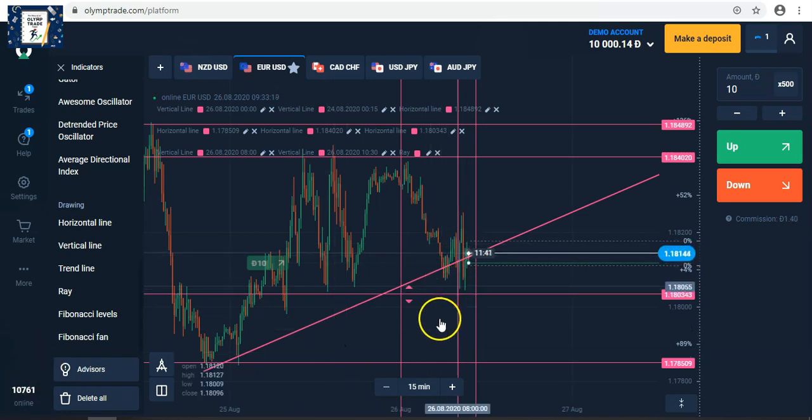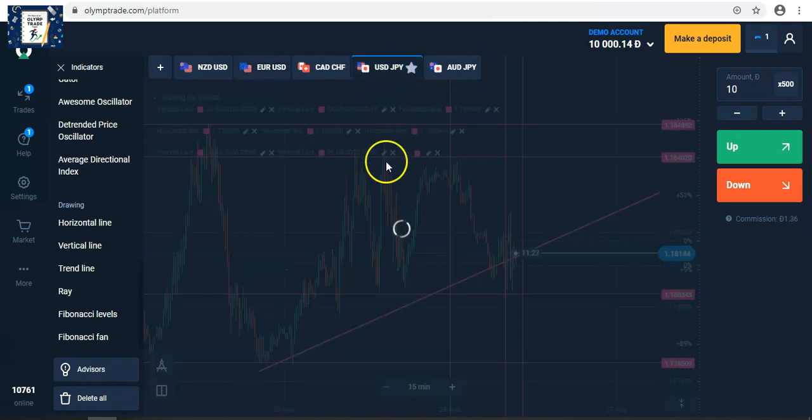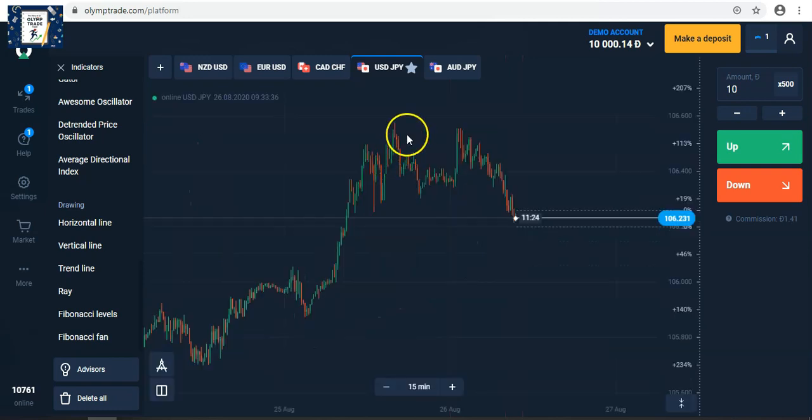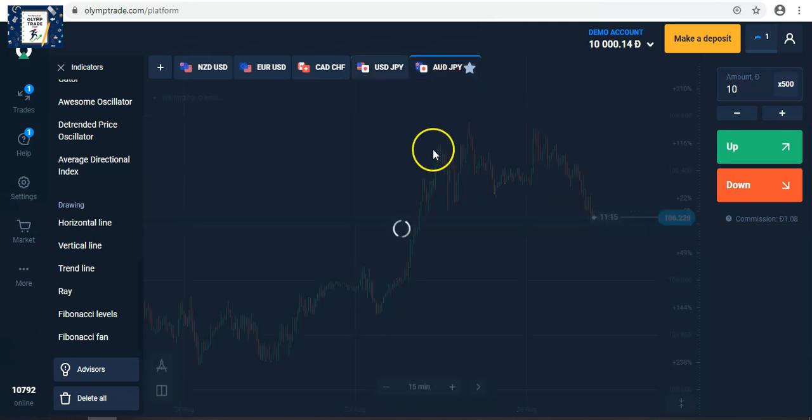Another thing to note is the fact that certain pairs have certain key timings. So for example, euro dollar would be either a London session or a New York session. Dollar yen, we've got here, would be more of a New York session pair. And then we have pairs which are out of those sessions, as well as within them, for example, Aussie yen.